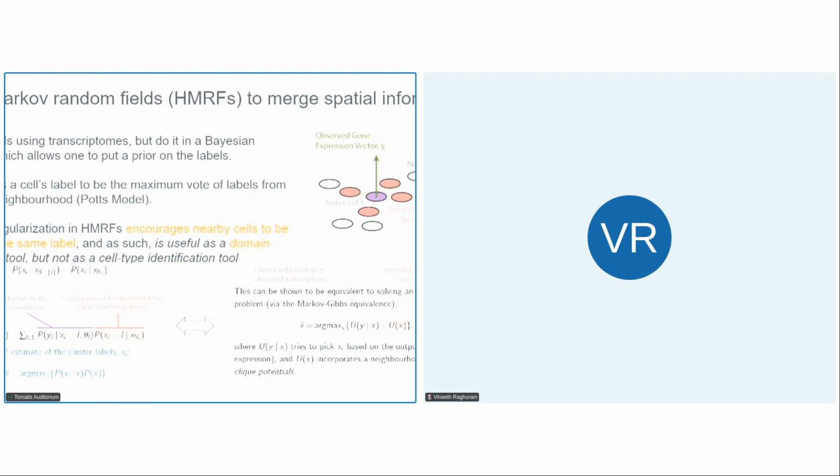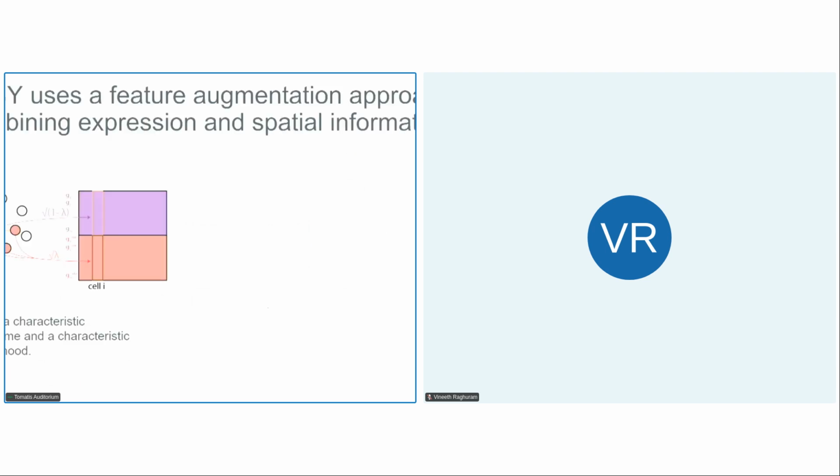But despite that slightly not accurate assumption, HMRF type methods do a pretty decent job on domain finding. So we got thinking, can we do something much simpler and still solve this problem? And we thought, okay, what about just taking your gene cell matrix, where the rows are genes and the columns are cells, and appending some proxy of the neighborhood expression to it?